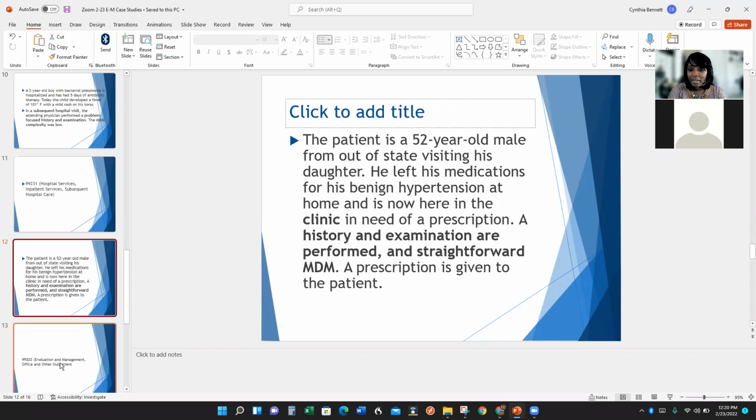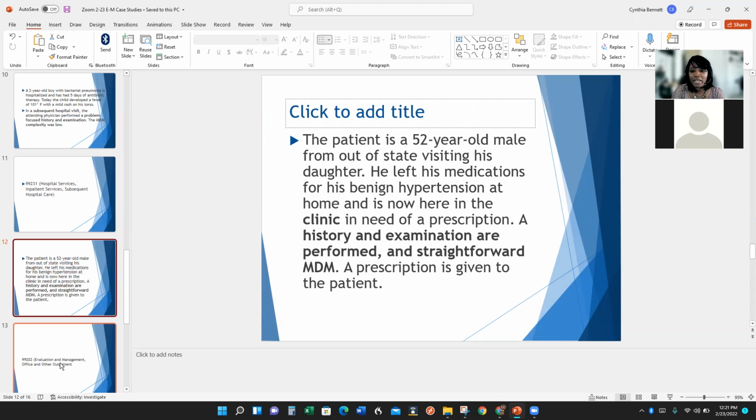Then we'll look at the history and exam. So we know the history and exam that was performed, and then we also know that the medical decision-making was straightforward. We know that the patient got a prescription, and then that ended their visit. So this one is another one where it's pretty straightforward. We know where the patient is. We're looking at that history and exam, and then we're looking at the medical decision-making.